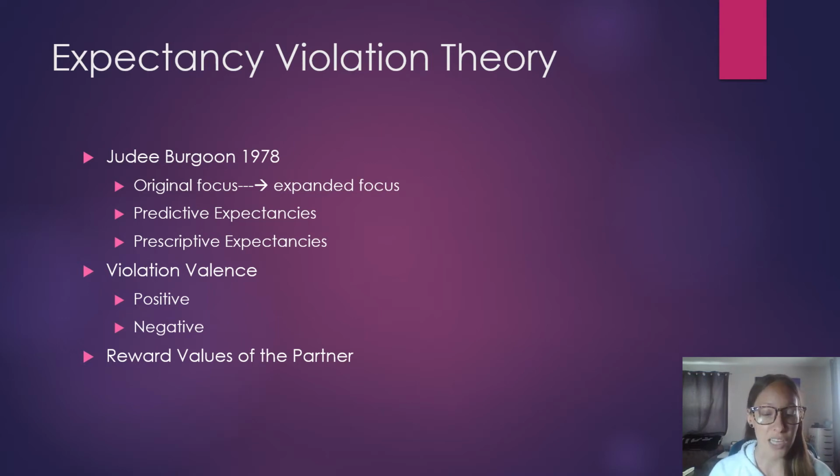One of the other aspects of expectancy violation theory is how we respond to expectancy violations. According to EVT, there are two major aspects. That is violation valence, which is the positive or negative side of it, and the reward value of the partner depends on how we react, or is a factor within how we react.